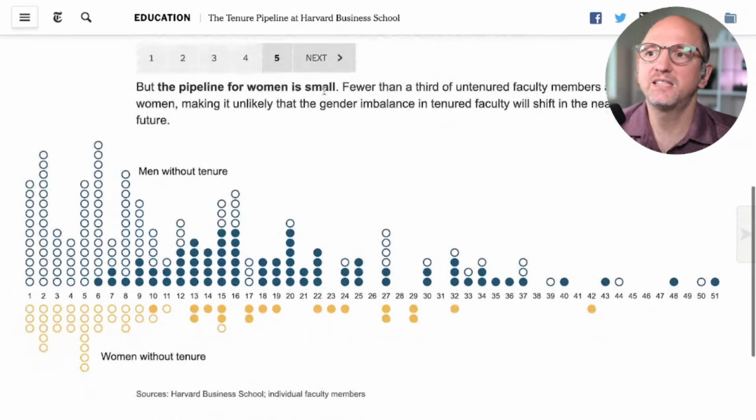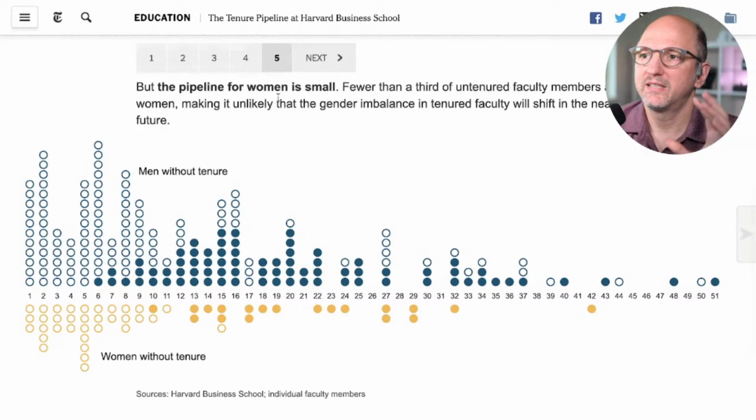And we can see that this pipeline, which is also being shown here, was made as an argument that the pipeline for women is small. You can see that because there are a lot fewer than men. And the relationship is even, I'm not even sure if it's the same as for tenured, because it looks like there are not a whole lot of untenured women coming in here. So this is making an argument. This is not purely just showing you a bunch of bar charts of data.